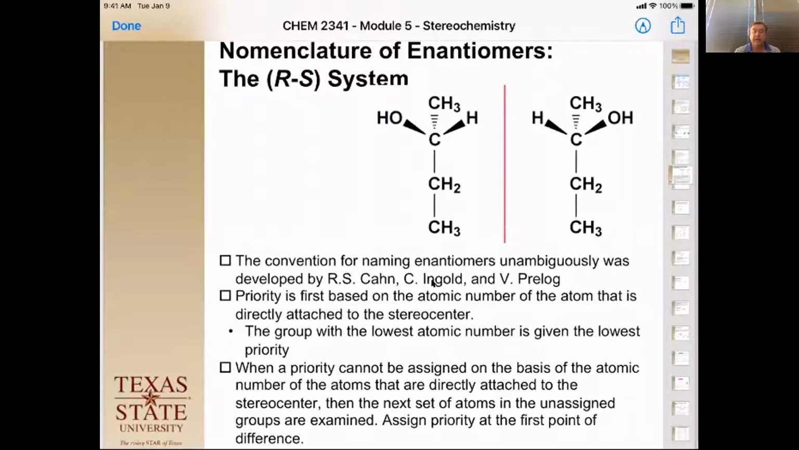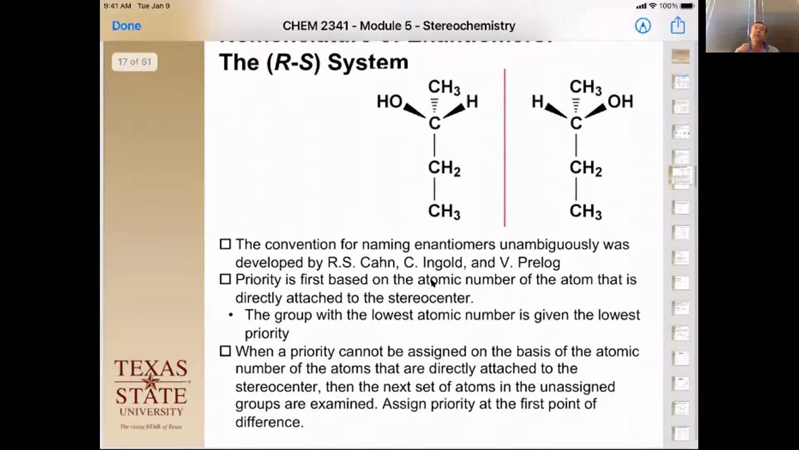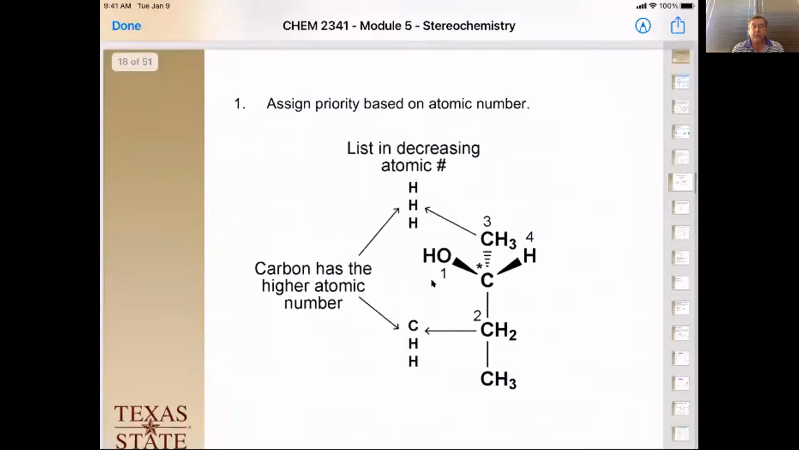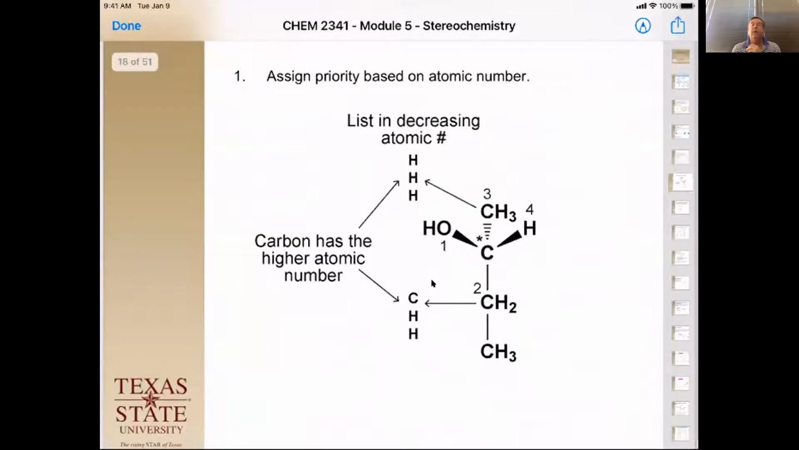Okay. So again, we start with prioritization. We prioritize all 4 attached things. Okay. So that's the first thing we have to do. We have to assign all 4 attached things by those 3 rules we have for prioritization. So in this case here, we have an oxygen, a carbon, a hydrogen, and a carbon. So the oxygen is number one priority. It has the highest atomic number, 8.